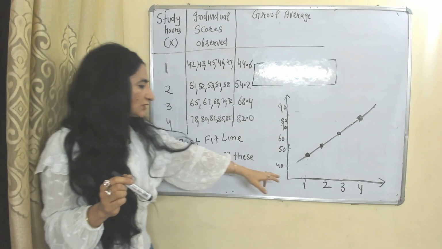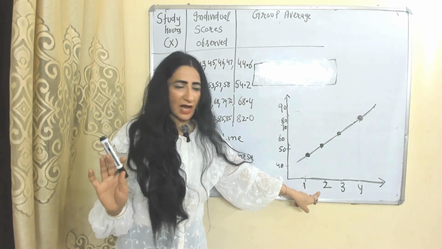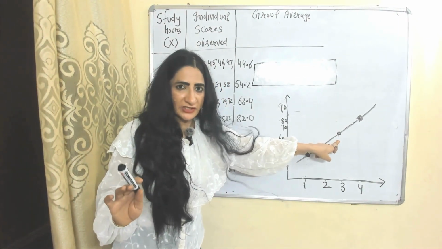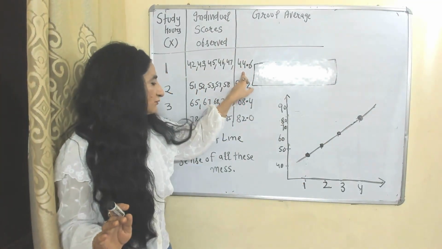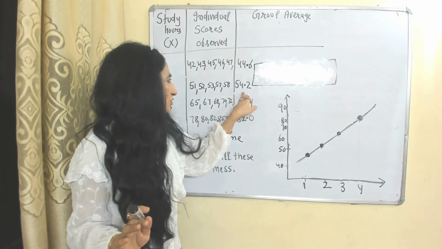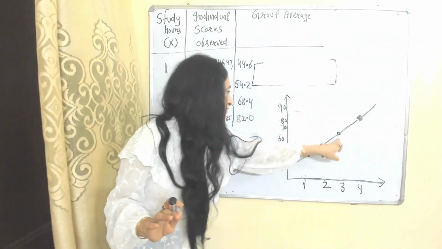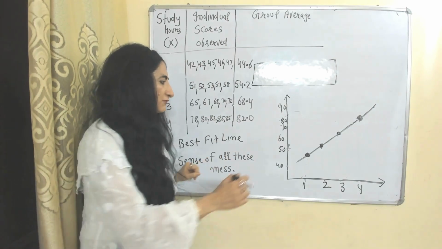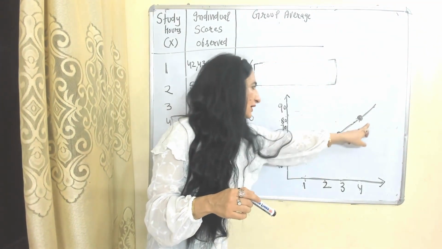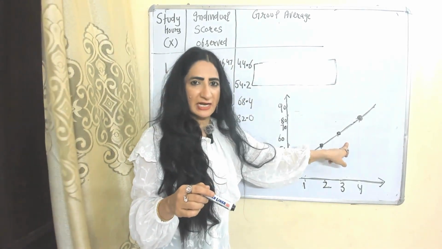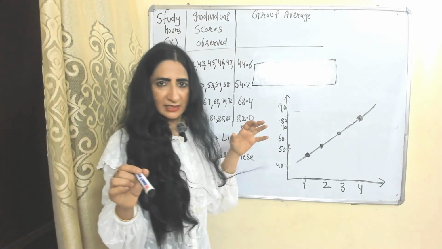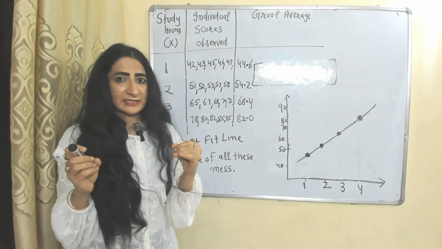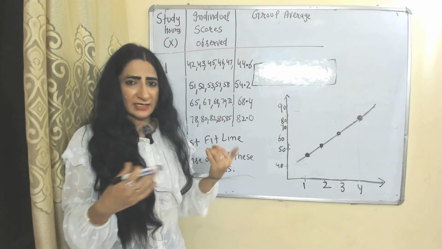So on the x-axis we have the independent variable, meaning fixed study hours. On the y-axis we have the score, and these points show averages, meaning this point shows 44.6. Similarly, this point shows 54.2, and this point shows 68.4. Similarly, this point shows 82.0. When you join all these points, you will receive one line. This line will be called the regression line. So one thing is clear: as study hours increase, exam score also increases. So we can say that there is a positive relationship between study hours and exam score.